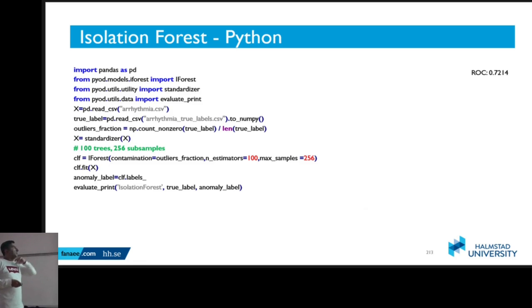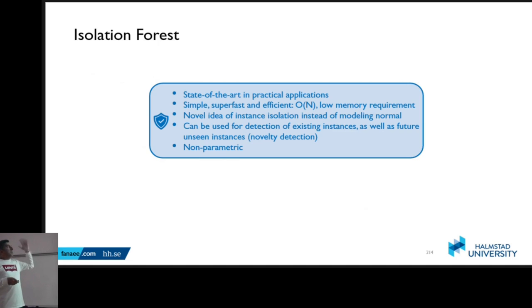This is the code for isolation forest. So this is the state of the art in practical applications. Everyone now talks about isolation forest. If you go to industry, this is the state of the art. Simple, super fast, efficient, linear time complexity, low memory requirements.